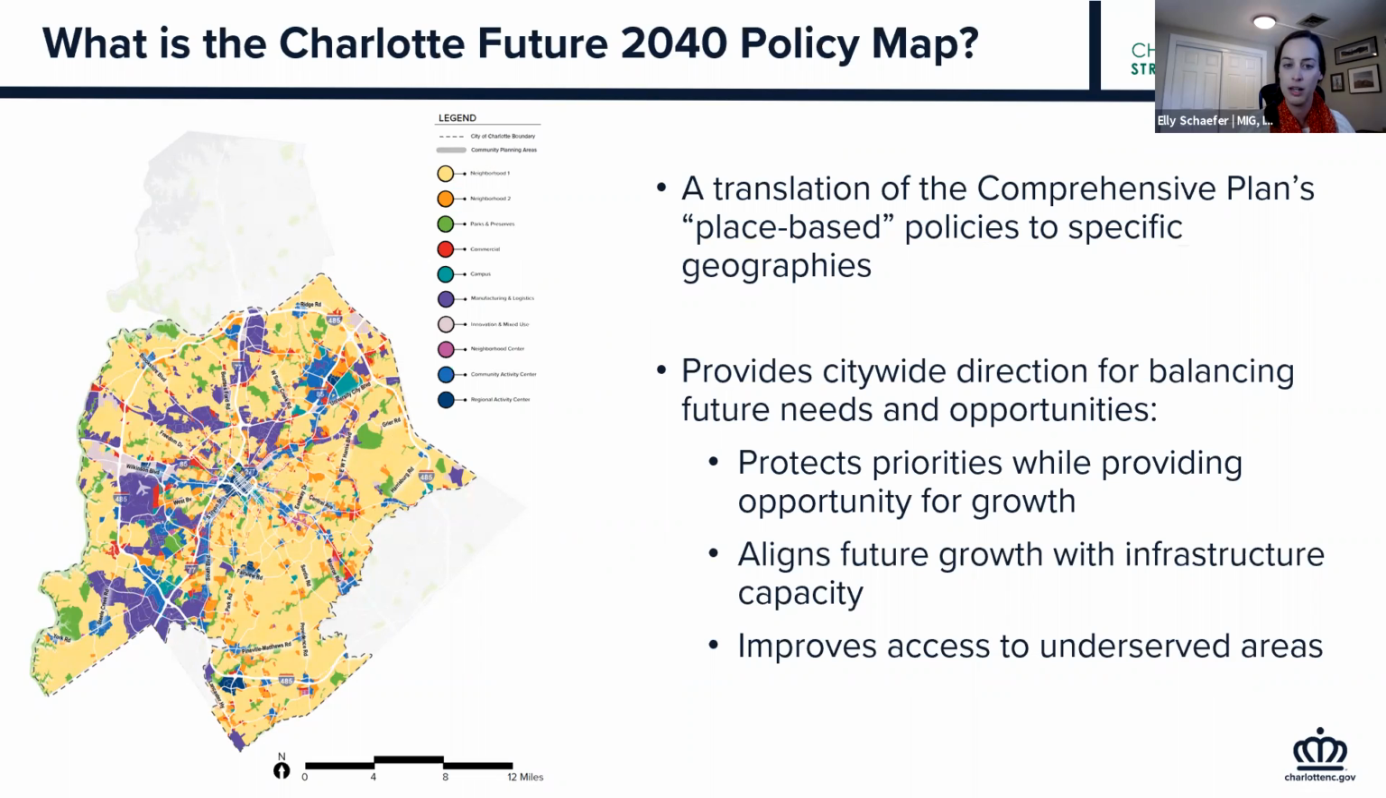This map aims to provide comprehensive and citywide direction for how Charlotte will balance both the needs and opportunities that come with future projected growth. This mapping effort will also ensure we align future growth with infrastructure capacity so we grow smartly and maximize our resources. And finally, the 2040 policy map citywide direction means we can ensure historically underserved areas are guaranteed better access in the future and Charlotte becomes a more equitable city. Since the objective of this mapping effort is to evaluate and balance citywide needs and opportunities, the 2040 policy map will not provide parcel-specific analysis that has historically occurred during the small area planning process.